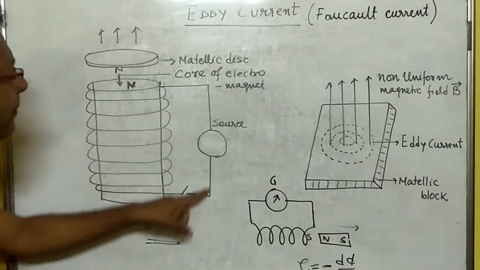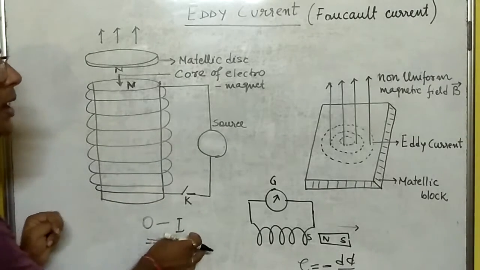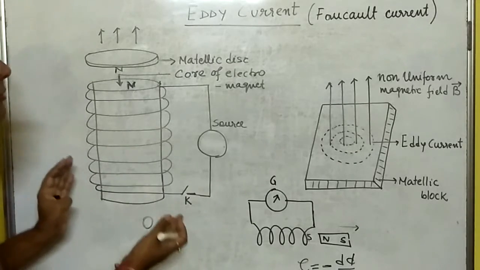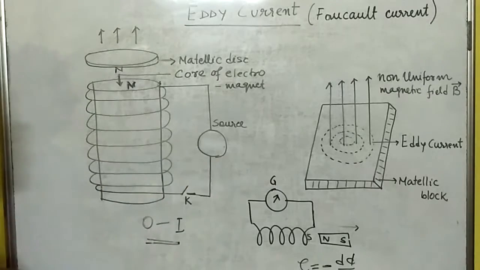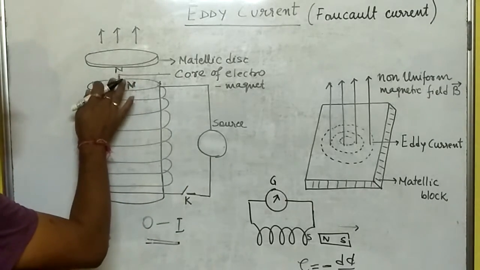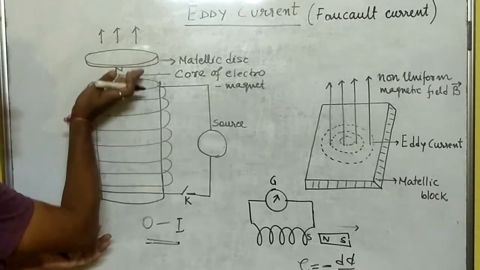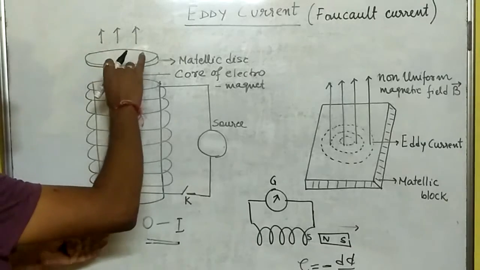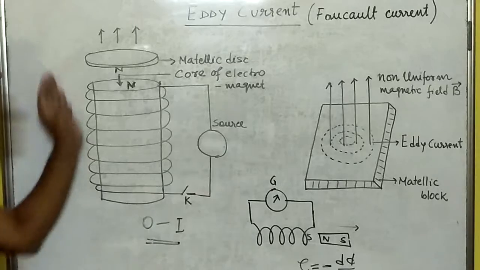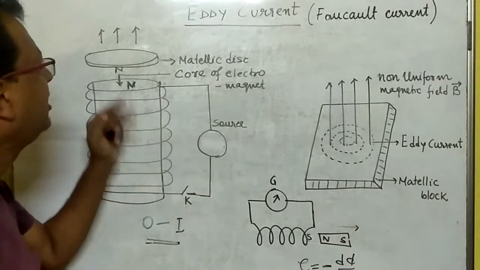So, if you pass a current and the current increases from 0 to I, there is a change in magnetic flux. Wherever there is a change in magnetic flux, a north pole or a south pole is created on the face of the coil. When the north pole is created on the face of the coil, a north pole will be created on the lower base of the metallic disc, and two north poles will repel each other, and you will find this metallic disc flying away from the coil. So this is a very good demonstration or example of production of eddy current.